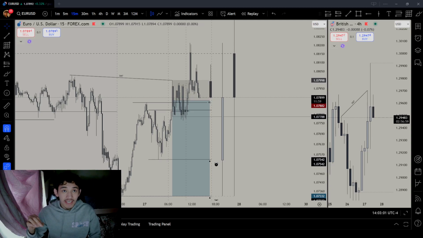CISD, change in state of delivery, understanding reversals, understanding many other things. The confirmation for SMT divergences, right? For open high low close concept, knowing when a manipulation ends.